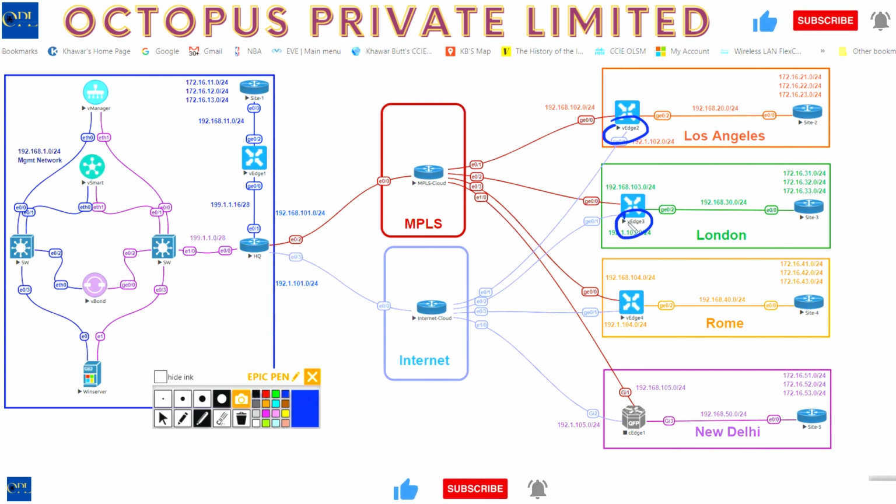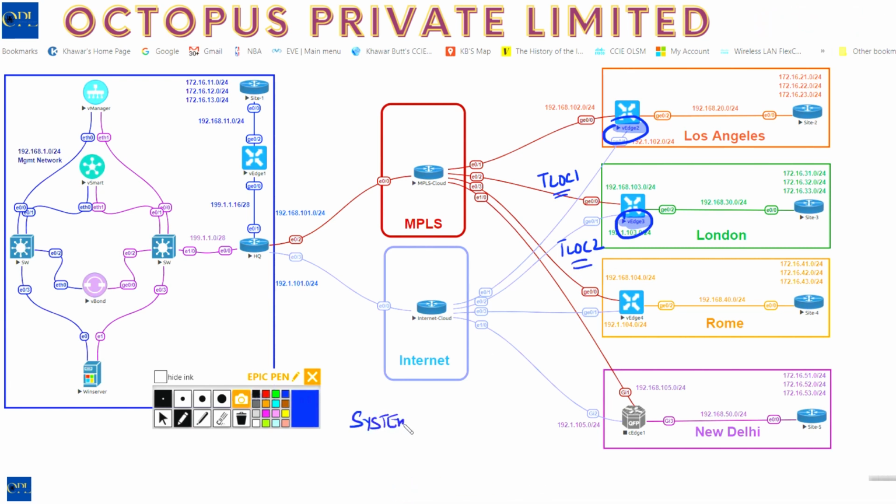So every vEdge, if it has two different transports, is going to have two different TLOCs. So the same device will be identified two different ways. It's going to be identified by using TLOC 1 and TLOC 2. TLOC 1 is basically comprised of three things: the system IP, your color, which identifies the transport, and the protocol, the encapsulation protocol.